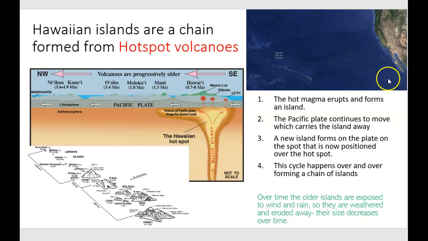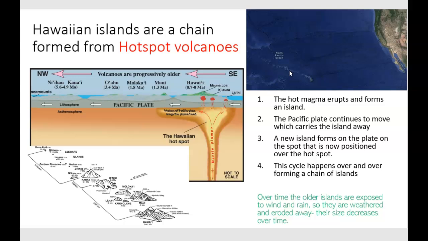Let's take a look at where Hawaii is located. So here we have a sort of zoomed out Google map. We've got the west coast of the United States and Mexico over here, and we can see Hawaii out in the middle of the Pacific Ocean. So here's the Hawaiian island chain, and we are going to be looking at how these formed.